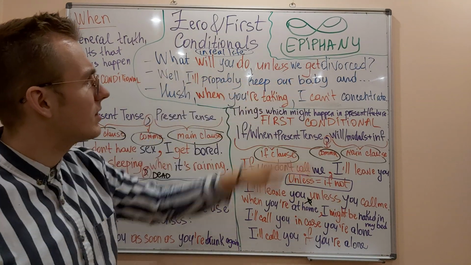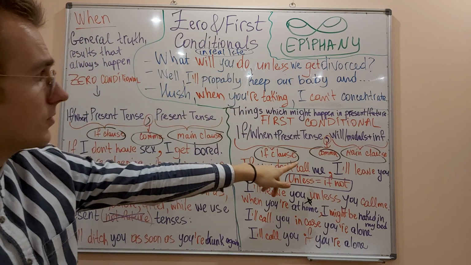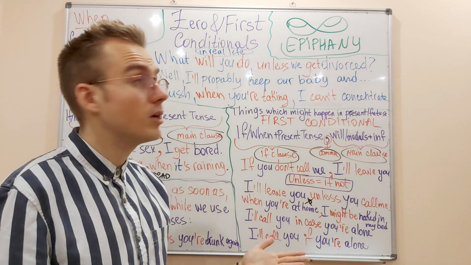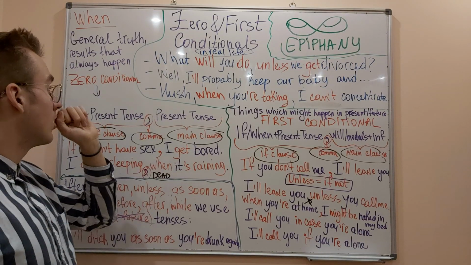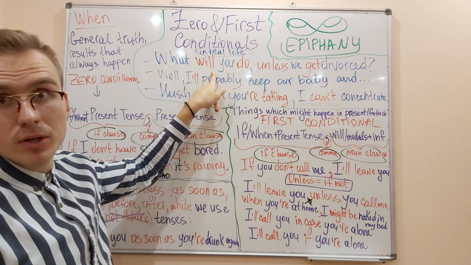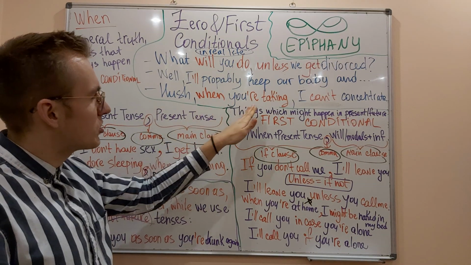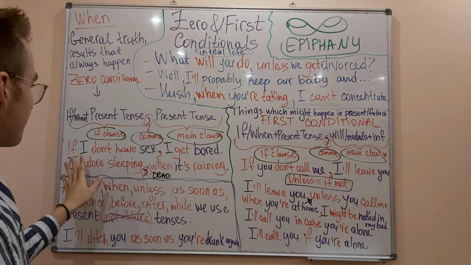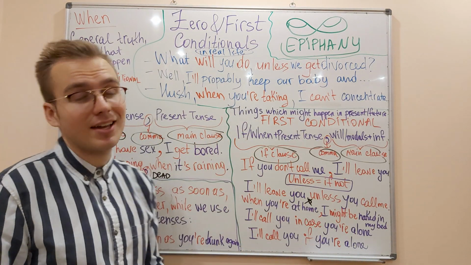What will you do unless we get divorced? So what will you do? It's first conditional. Unless means if not, we get divorced. So what will you do if we don't get divorced? Or what will you do unless we get divorced? Well, I'll probably keep our baby. Yes, he answers like, well, it was a question. Answer. And then, hush. When you're talking, I can't concentrate. What is this one? It's zero conditional. When you're talking, something general truth, something that always happens, I can't concentrate.